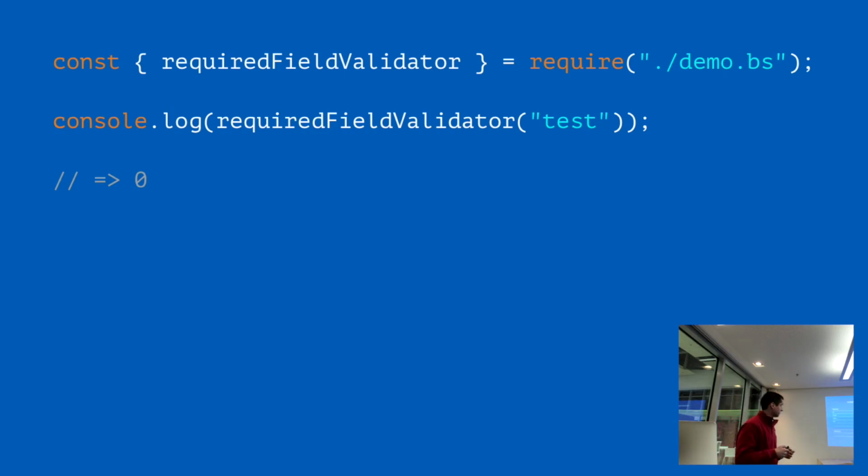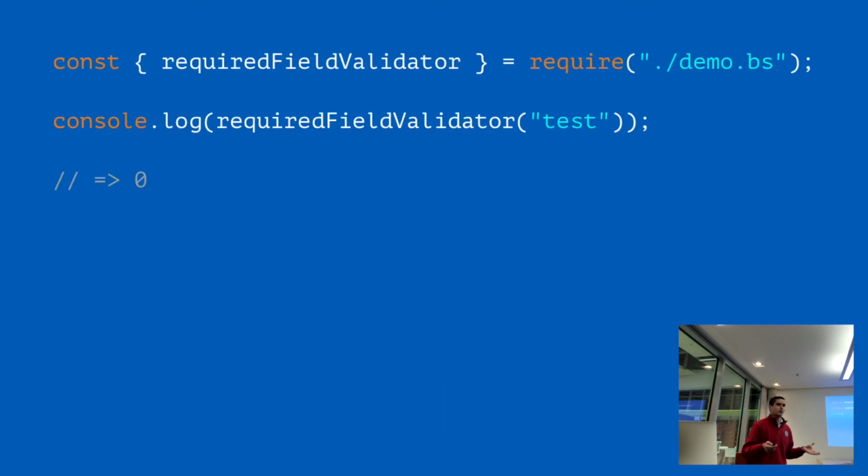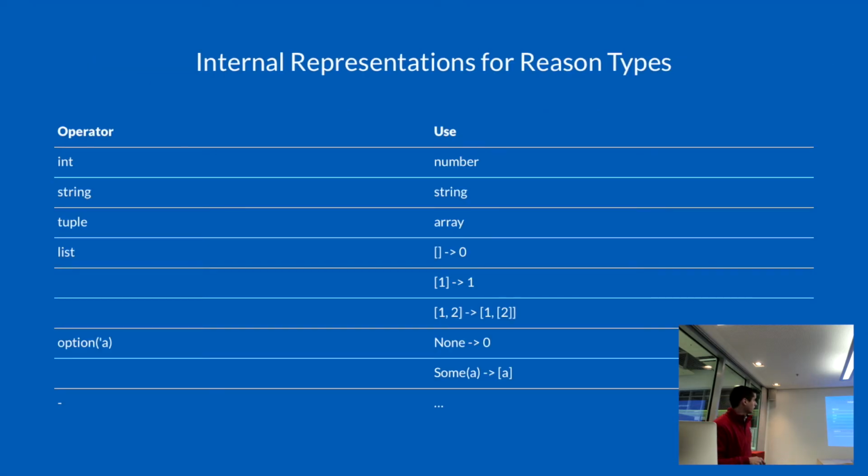Well, first of all, in JavaScript there are no variants, so it was obviously not going to go right. There is not an easy way to represent variants, or the option type variant anyway, but something weird was always going to happen. And the reason we get 0 is because BuckleScript's internal representation for the option type is 0 when None, and a single element array when the variant type is Some.